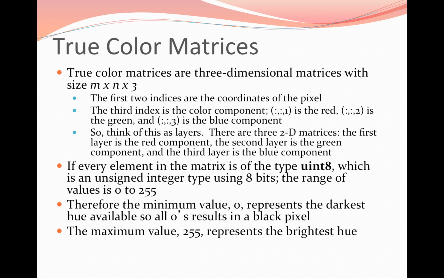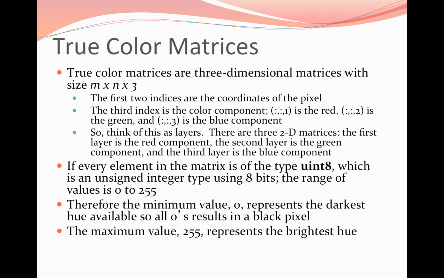So since it is a three-dimensional matrix, think of it as layers. There are three two-dimensional matrices layered on top of each other. So the first layer is the red component, the second layer is the green component, and the third layer is the blue component: red, green, blue.